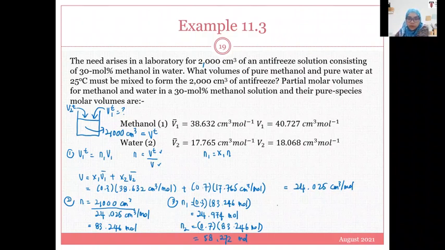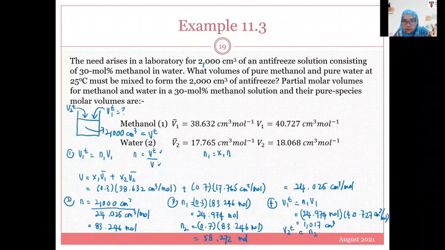Okay, finally we can determine the total volume for each species. So V1t equals n1 V1. So n1 is 24.974 times V1, which is 40.727 cm3 per mole. So the answer is 1000 cm cube. And then V2, you can use the same. So n2 times V2, and then the answer is 1052.86 cm3. So finally we can obtain the volume of pure methanol.